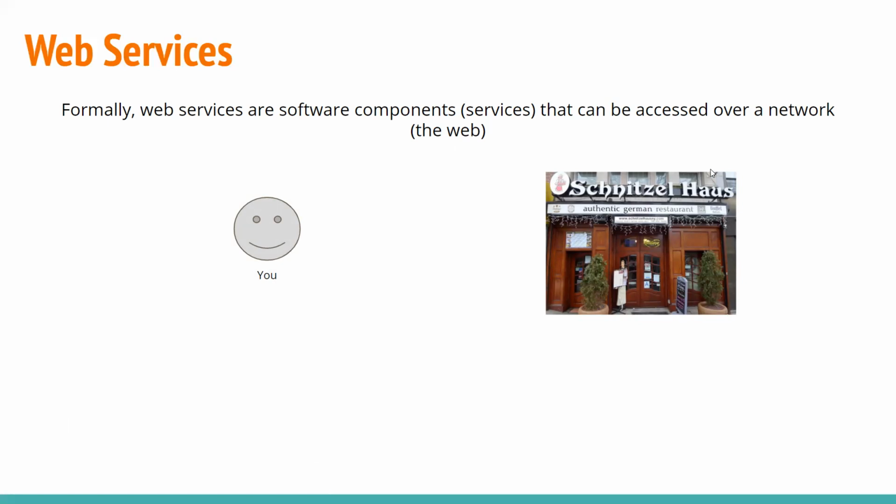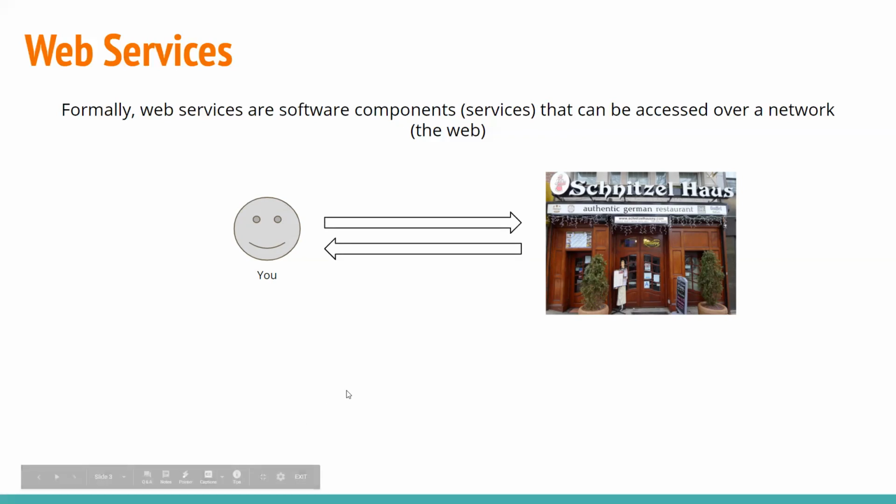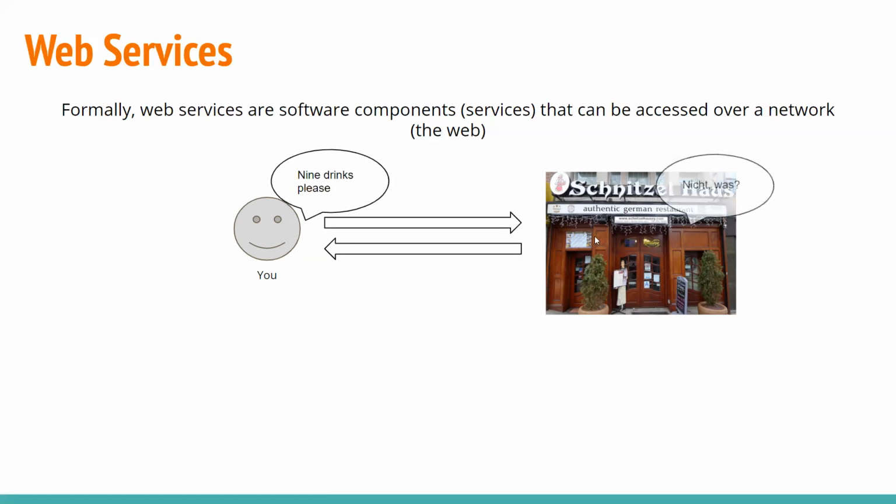Let's say this is you on the left, and you're going to Schnitzel House, which is an authentic German restaurant. In fact, they're so authentic that the chefs who prepare your food don't even speak English. They only speak German. So you open up an exchange with these chefs because you want to order something from this restaurant. You say, 9 drinks, please. And they say nicht was, because obviously they don't speak English. They only understand German.